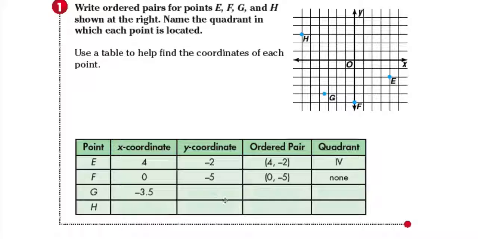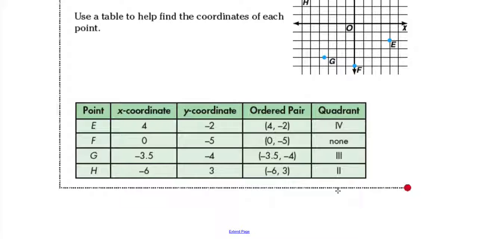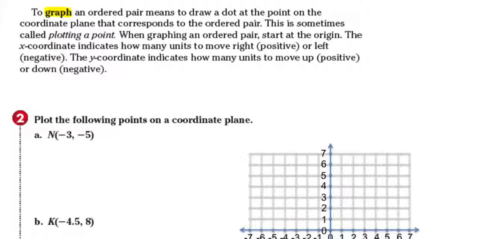Okay, and the y-coordinate is 4, so the ordered pair is (-3.5, 4), and it belongs to quadrant 3. Point H, x-coordinate is -6, okay, right there, and the y-coordinate is 3, so your ordered pair is (-6, 3), and it belongs to quadrant 2. Okay, pretty simple. Take a look at this one.